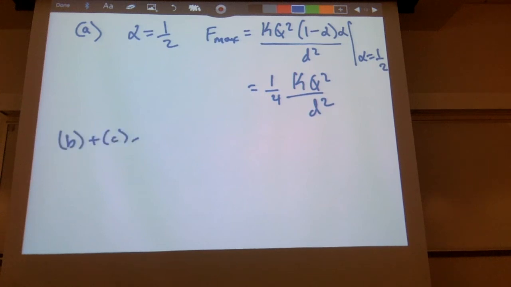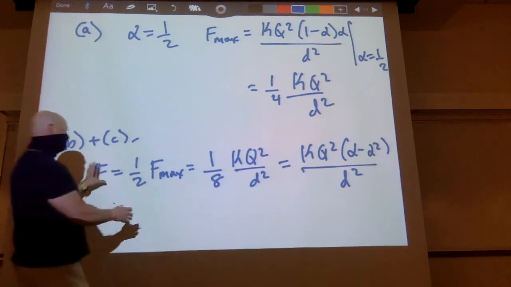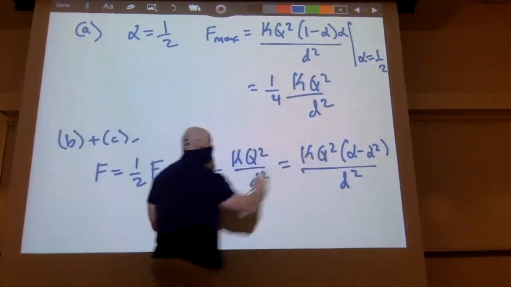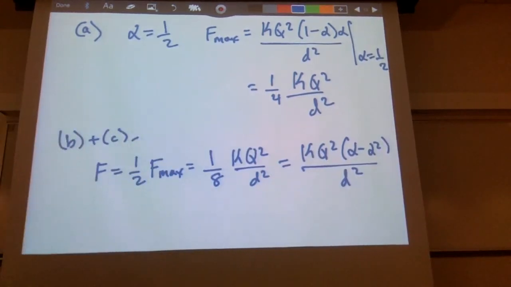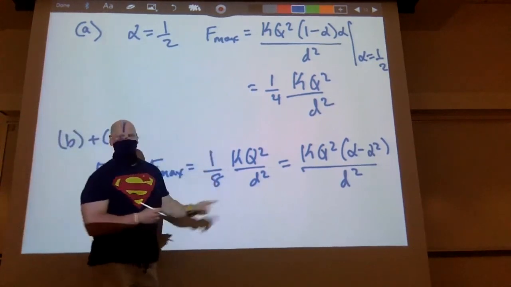Great. So what we want now is that the actual force is equal to 1/2 of the maximum force, which is then equal to 1/8 of K times Q squared divided by D squared. And that's then equal to K times Q squared times alpha minus alpha squared, all divided by D squared. So this is the actual force, which is this one. So that's KQ squared, alpha minus alpha squared divided by D squared. And that has to equal half the maximum force, but this is the maximum force, so half of that is 1/8.